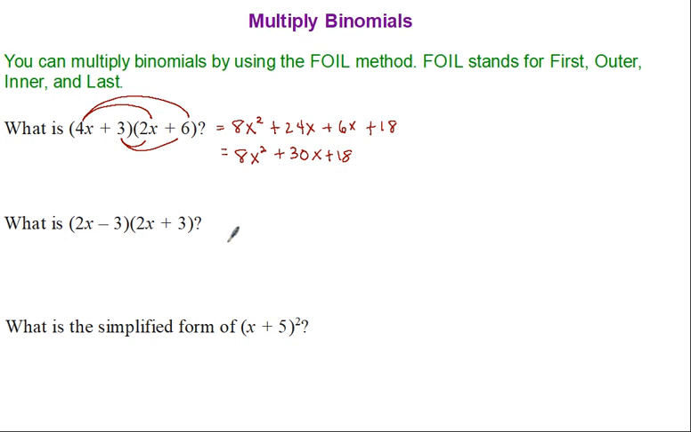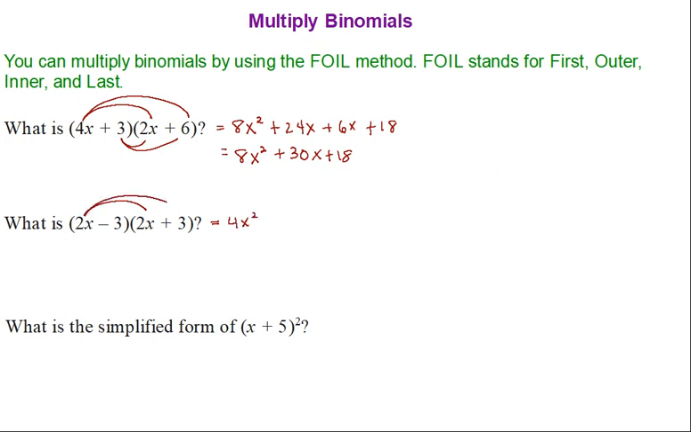Now we can also have some special cases. We multiply 2x minus 3 times 2x plus 3, where you have the same value of a and the same value of b. It's just different operations. So what we want to do here is the same process, the FOIL process. Okay, we'll multiply our first terms. 2x times 2x is 4x squared.